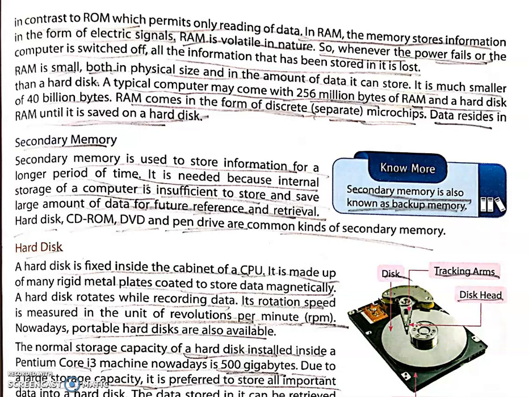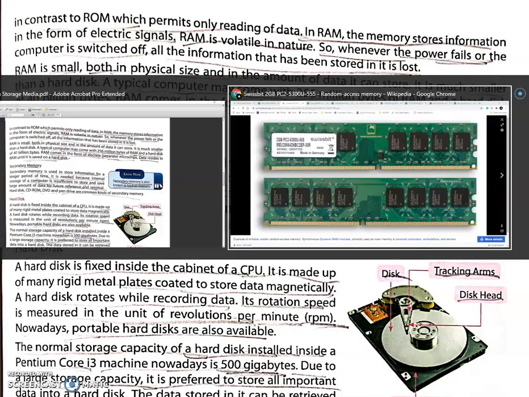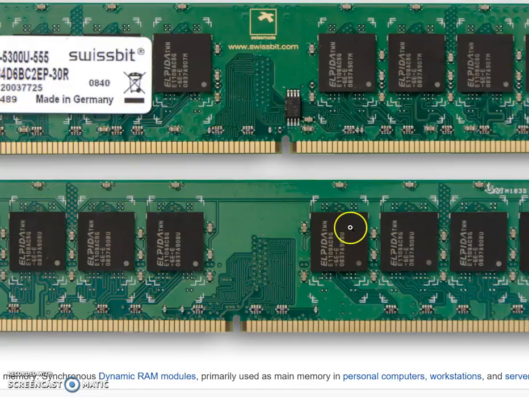It is much smaller than a hard disk. A typical computer may come with 256 million bytes of RAM and a hard disk of 40 billion bytes. RAM comes in the form of discrete separate microchips. Data resides in RAM until it is saved on the hard disk. So I just explained it to you: till you save the data on the hard disk or on secondary memory, it stays on the RAM. This is how it looks. It looks like chips.